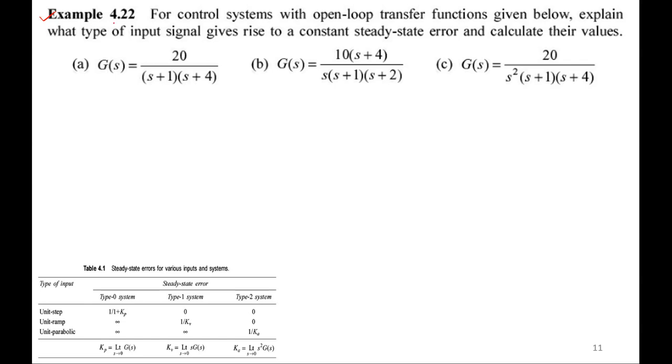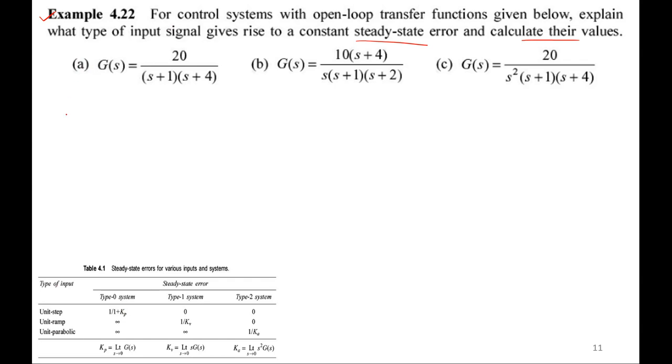Okay, example 4.22. For control systems with open loop transfer functions given below, explain what type of input signal gives rise to a constant steady state error, right? And calculate their values. Means we want to find out steady state error and what is the corresponding type of input, whether it is unit step signal or unit ramp signal or unit parabolic signal, we have to tell and calculate their values. Means ESS also we have to calculate, what is ESS and the corresponding input signal. So we'll take one by one, and this table, you know how to do this table already, I told.